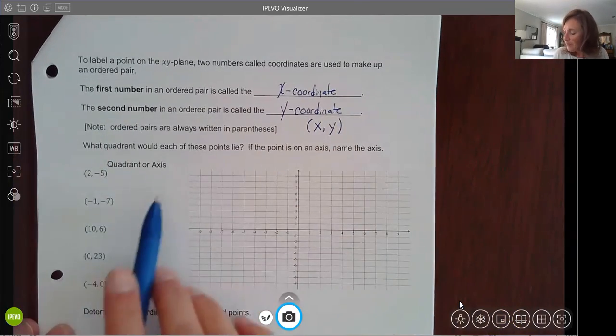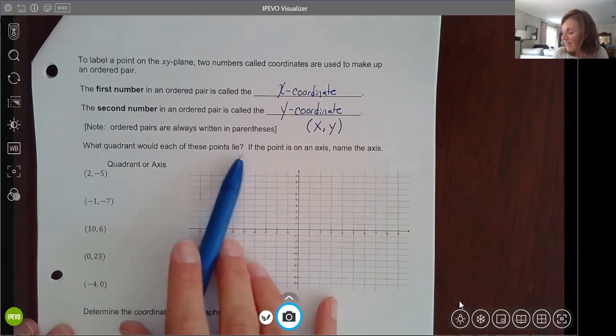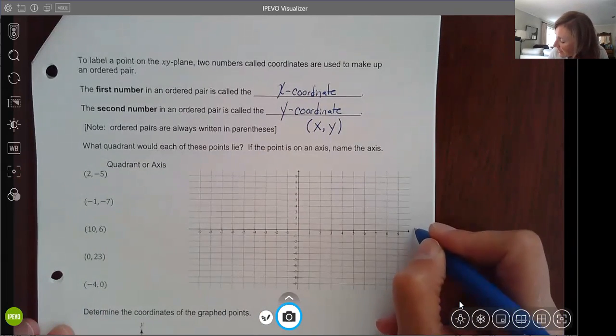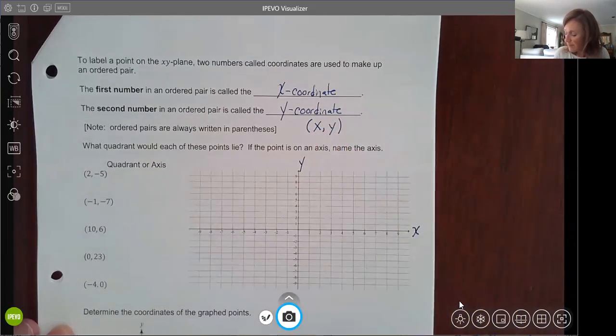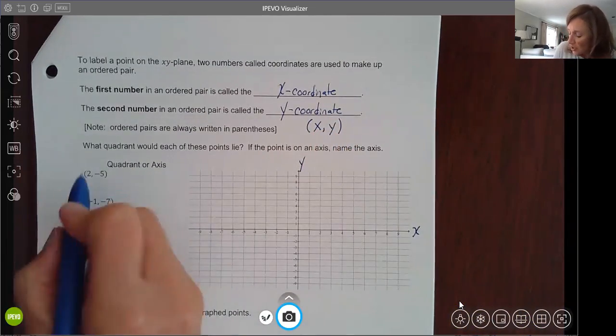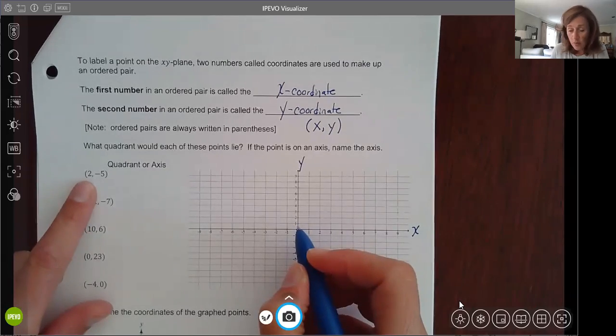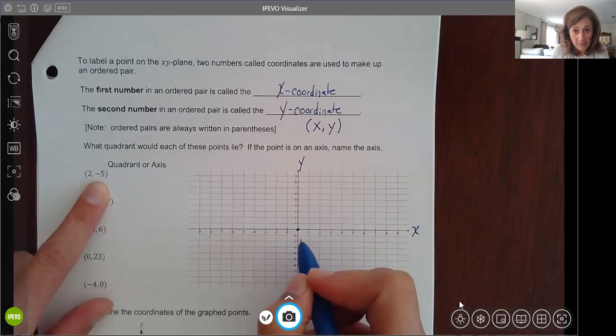All right, so it says what quadrant would each of these points lie in, and then if it's on an axis, then tell me what axis. So first of all, let's label the axis. So X goes left to right, and the y-axis goes up and down. So we always start at the origin. Okay, we always start at the origin, and then we either go left or right, we hold our pen, and then we go up or down.